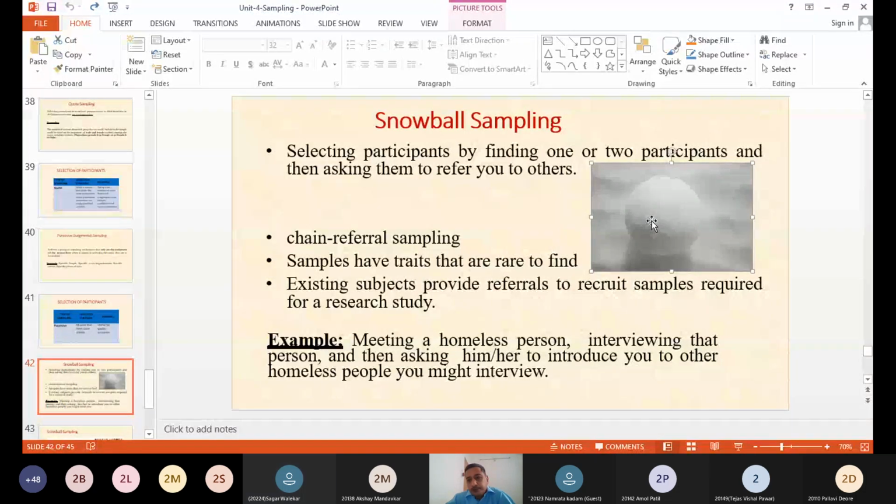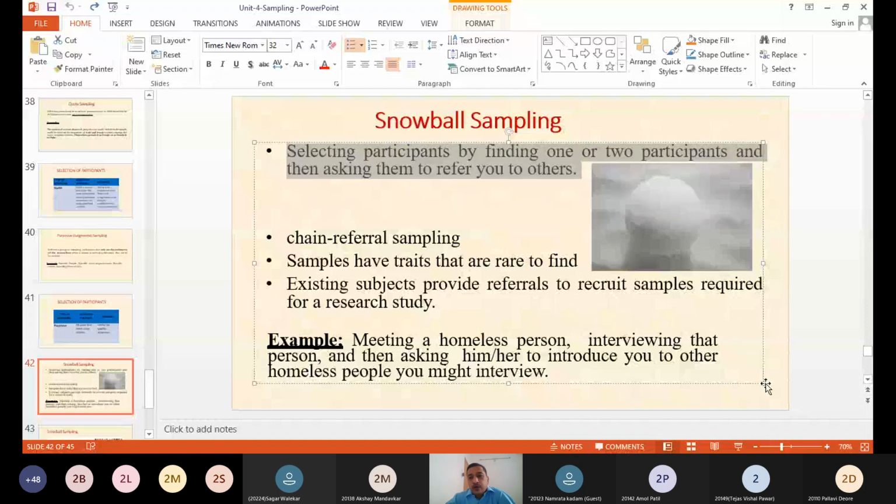So it is a snowball, and the characteristic of a snowball is that as it starts rolling, it will increase in size, isn't it? As it starts rolling from one place to another, the size of that snowball will start increasing, and that is the basic concept behind snowball sampling. In snowball sampling, this method is based on selecting the participants by finding one or two participants and then asking them to refer you to the others.